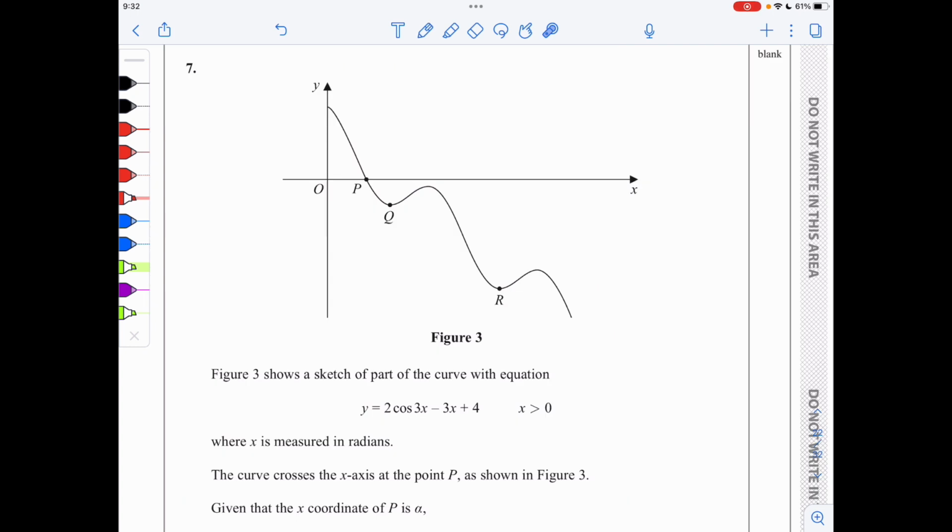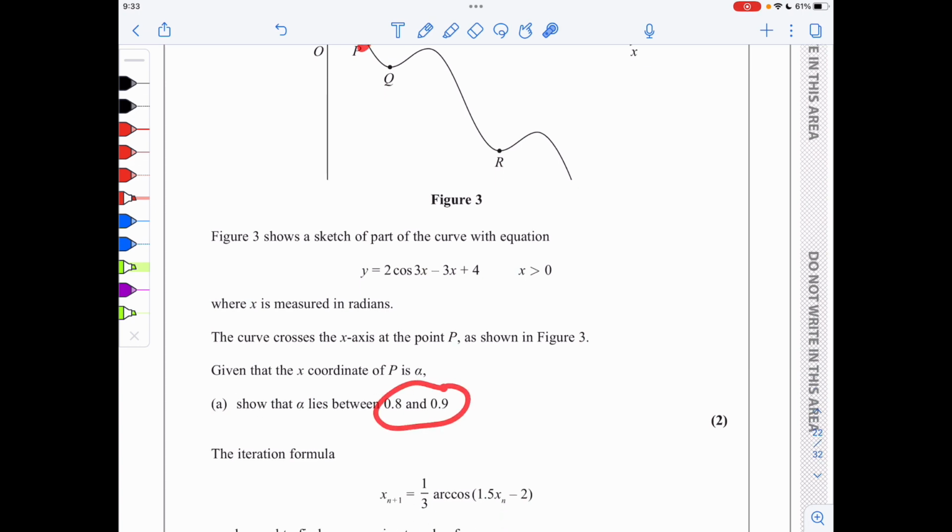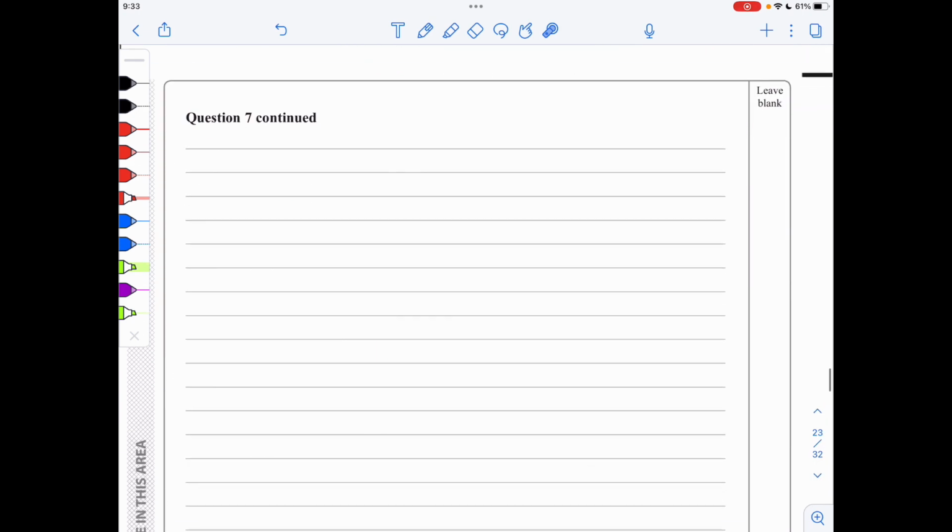In question 7, we need to show that the x-coordinate of point P here lies between 0.8 and 0.9. I will actually start by saying let f of x be exactly the expression for y, which is 2 cos of 3x minus 3x plus 4, and I will be substituting f of 0.8, and this gives an answer of 0.1252, which is greater than 0, and f of 0.9, which gives an answer of minus 0.5081, which is less than 0.